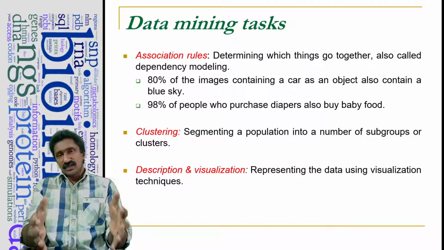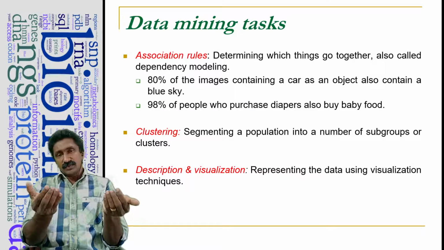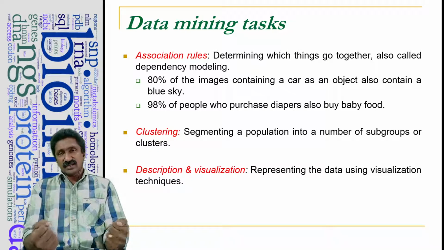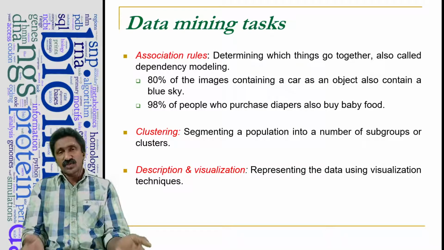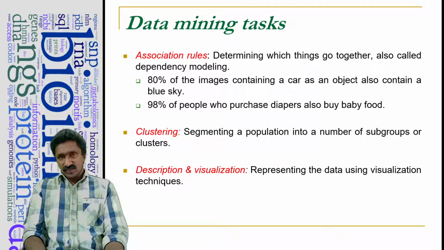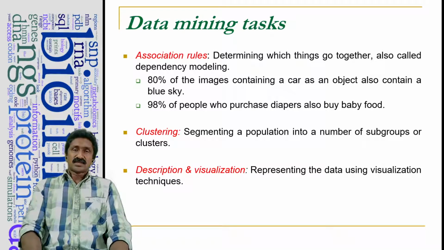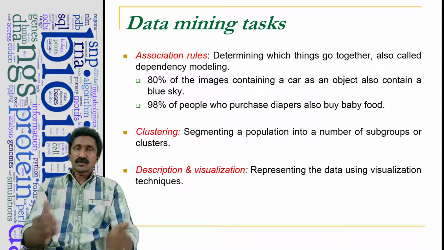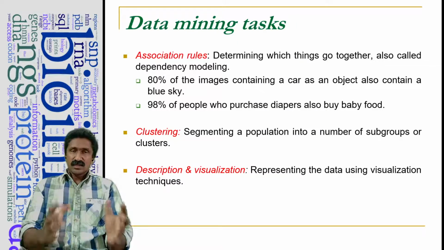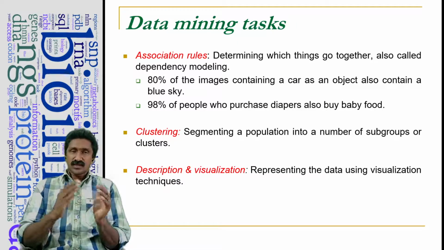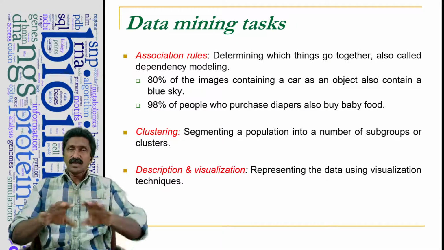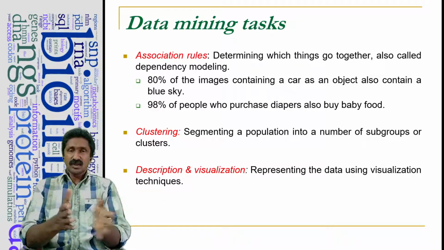Okay, so that means the data can be analyzed in such a way that it can find the association between two things. So that's known as association rules. And also another one is clustering. Clustering is segmenting a population into a number of subgroups and clusters. That is a clustering, segmenting a population into a number of subgroups, dividing it into subgroups.